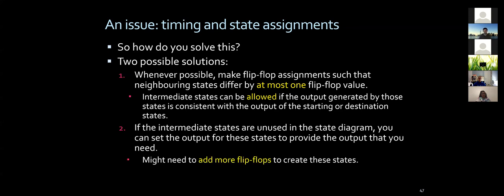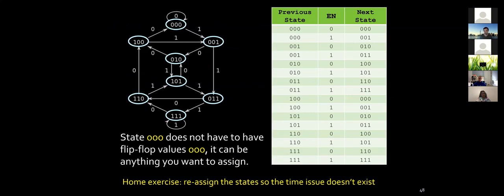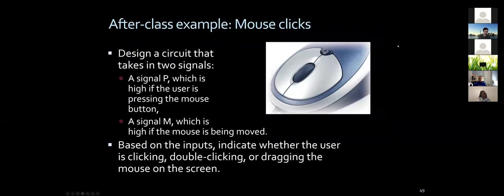But that's not for free. You would need to add more flip-flops. So for example, state 00 does not have to have a flip-flop value 00, it can be assigned to anything you want. And so the home exercise for you to practice is trying to reassign something in this table, depending on what the problem really needs. Remember, I assigned all 00s to all zeros just for convenience, but it doesn't have to be all zeros. I can redefine it to whatever is convenient to me. So maybe that would help. Yeah, so just play this game.